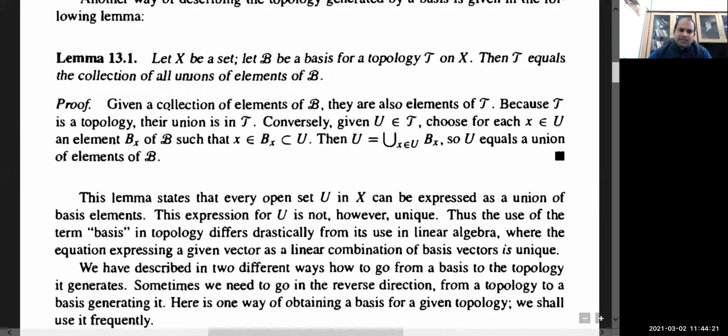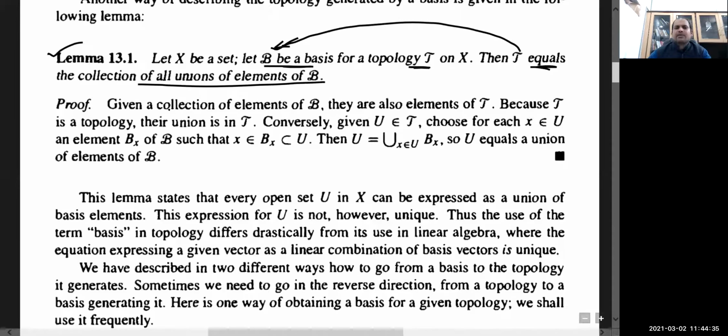So that lemma is written here. Let X be a set and a basis for a topology is given. Then the topology can be obtained from this basis by taking all unions of elements of B. Okay, understood? Whenever you are given a basis and have to generate a topology, you generate it by taking their unions.